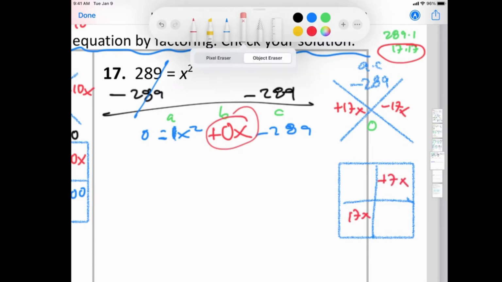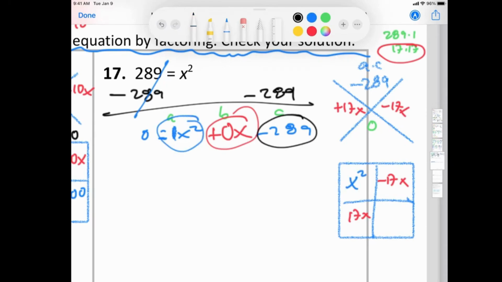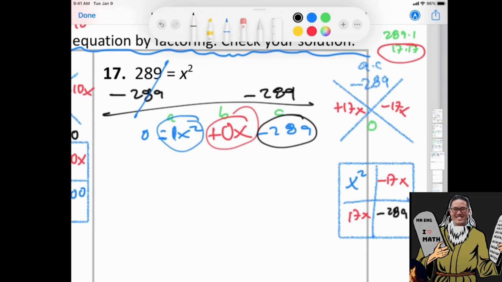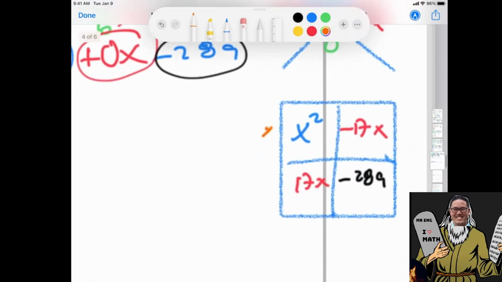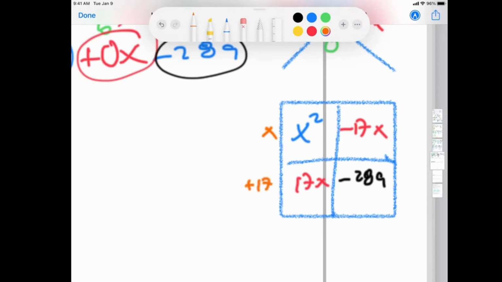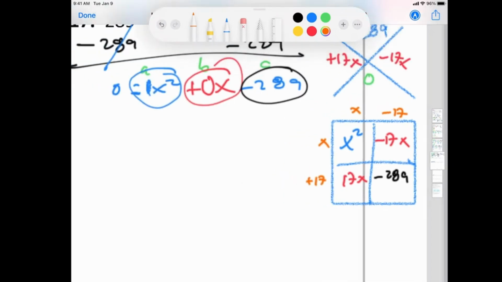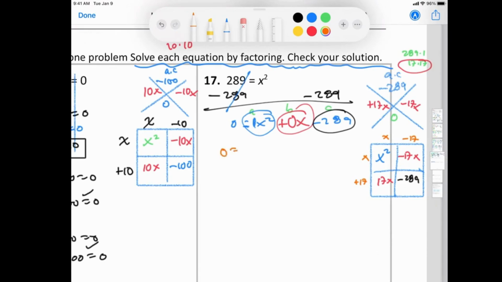Oops, that looks like a positive, doesn't it? Oh, that's what it was. It was a 1. X squared and negative 289. Greatest common factor down here is x, positive 17, x, and negative 17. So that'll give us x plus 17 and x minus 17. Set those each equal to 0 and solve.